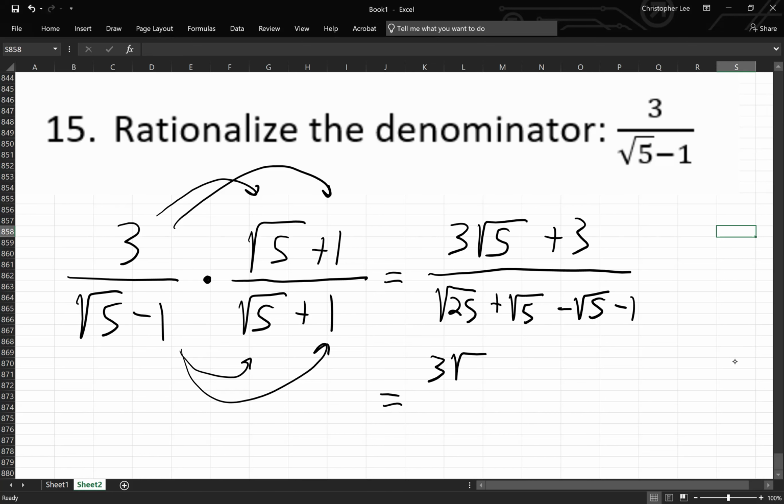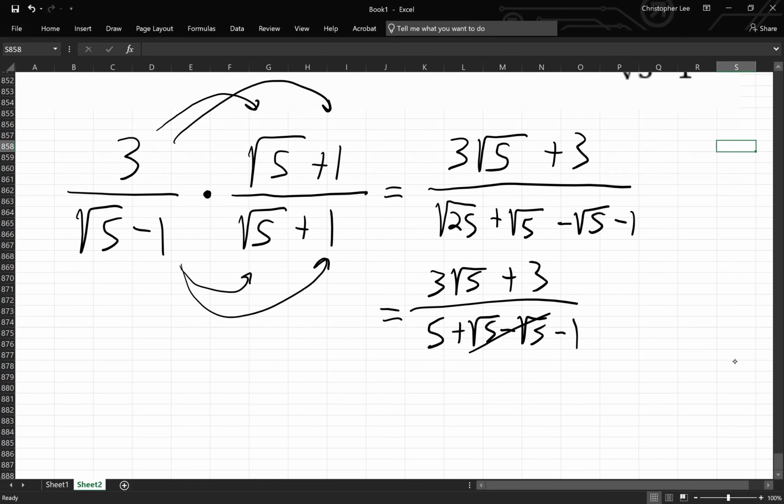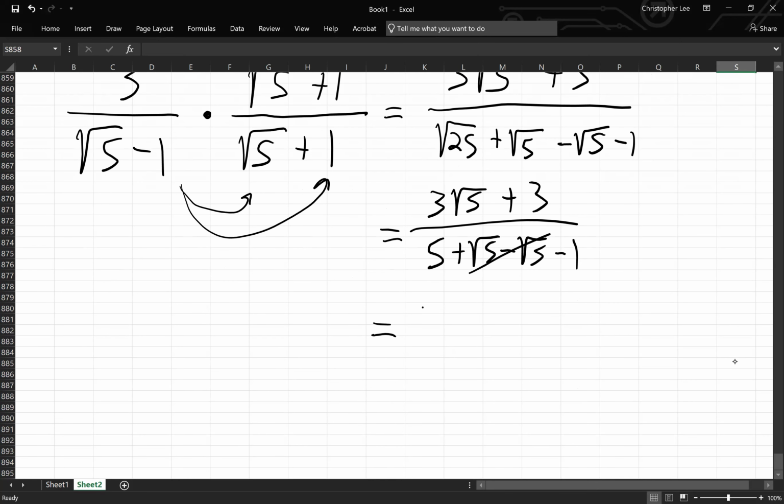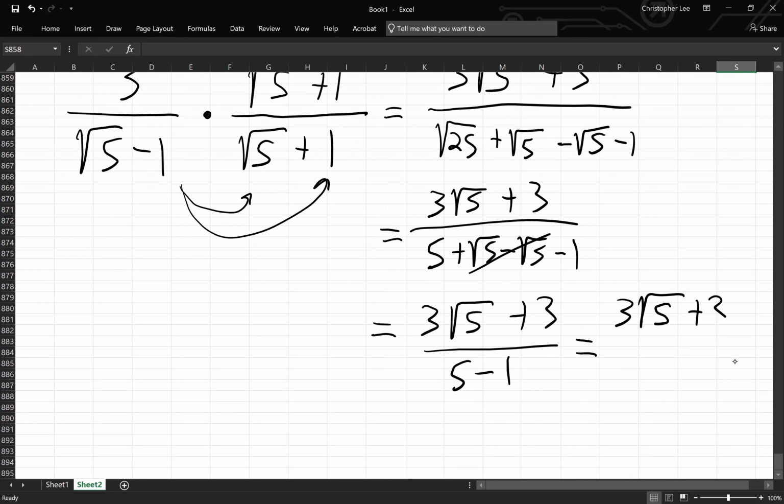This becomes 3 square root 5 plus 3 over 5 plus square root 5 minus square root 5 minus 1. You know that square root 5 minus square root 5 is just going to cancel, right? So I don't need to write that again. All right. So really what I have is 3 square root 5 plus 3 over 5 minus 1. What's 5 minus 1 again? 4, right? So this becomes 3 square root 5 plus 3 over 4. And that's my answer.